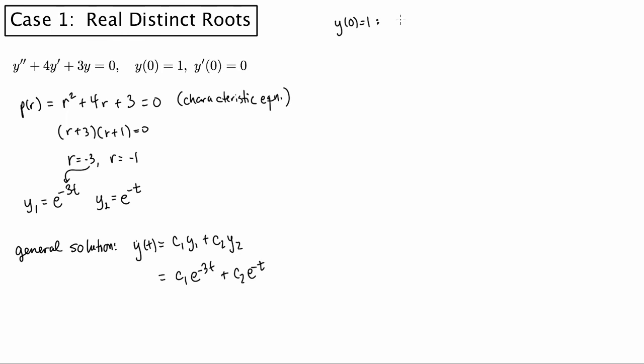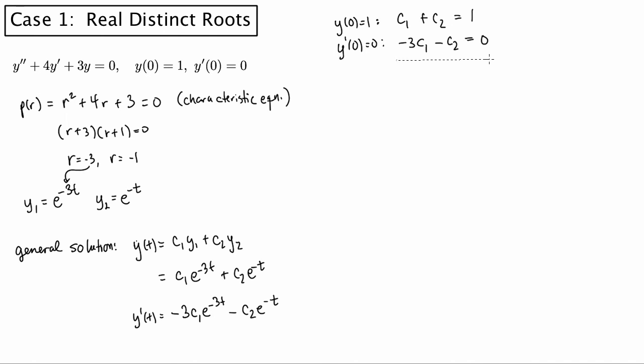Y of 0 equal to 1 implies that we get C1 plus C2 equals 1. And y prime of 0 equal to 0 implies, well, if you look at y prime, it is minus 3C1 e to the -3t minus C2 e to the -t. And so if I evaluate it at 0, I have minus 3C1 minus C2 equals 0. And so we're back in Algebra 2 in high school. We're looking at the system of equations here.